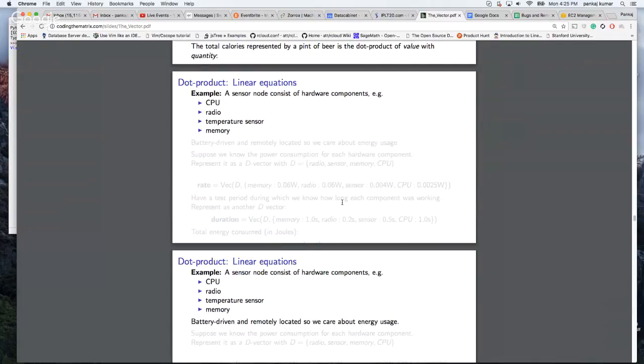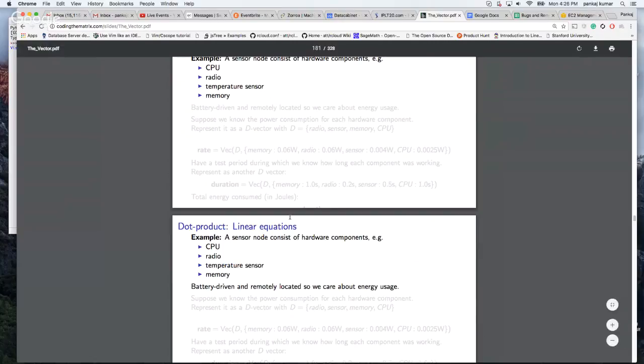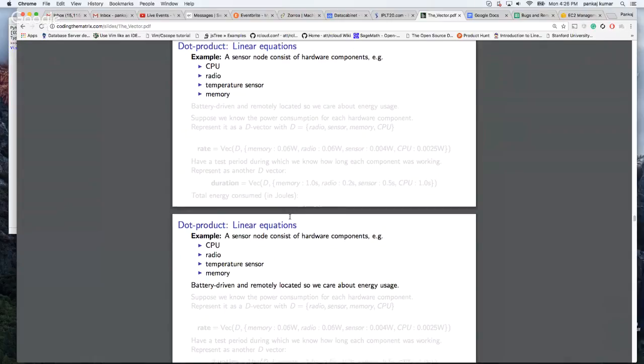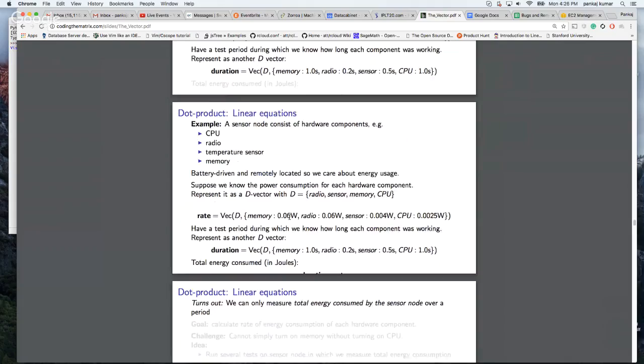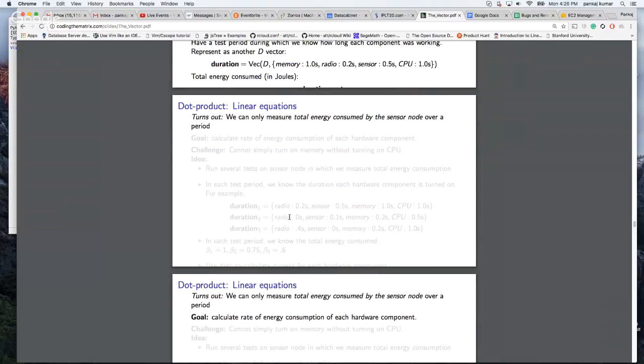Similarly, you could also represent linear equations with a dot product. So let's suppose you don't know. You're given. Let me come to the final slide. Dot product linear equation.